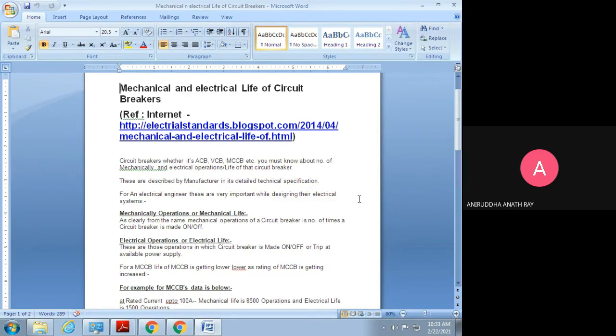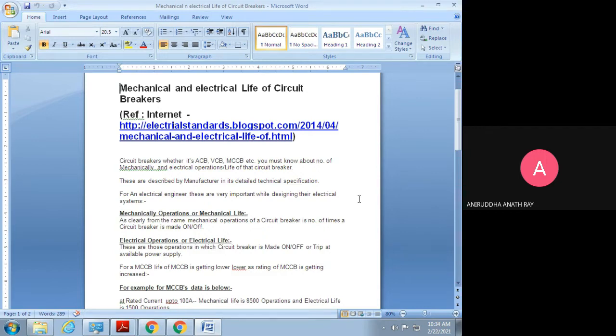As it's clear, the mechanical operations of the circuit breaker means the number of times a circuit breaker is made on or off, okay? Now, electrical operations, or electrical life. Electrical operations are those operations in which the circuit breaker is made on or off or trips at the available power supply. I repeat, electrical operations or electrical life. These are those operations in which the circuit breaker is made on or off or trips at the available power supply.